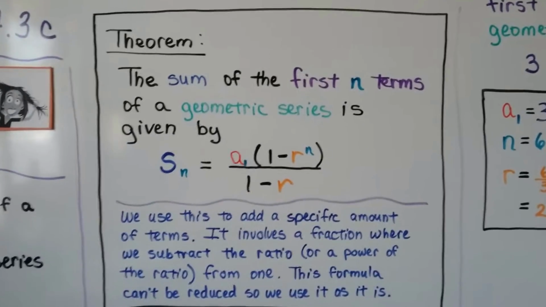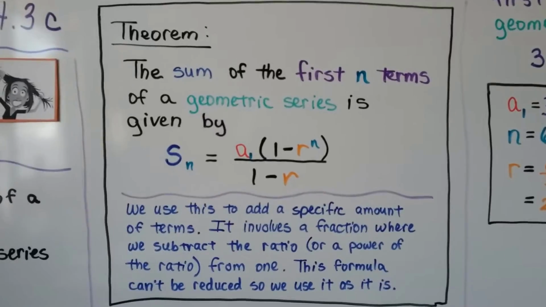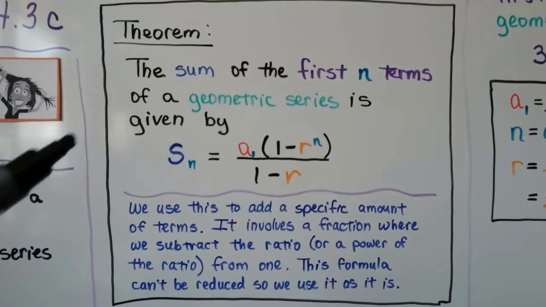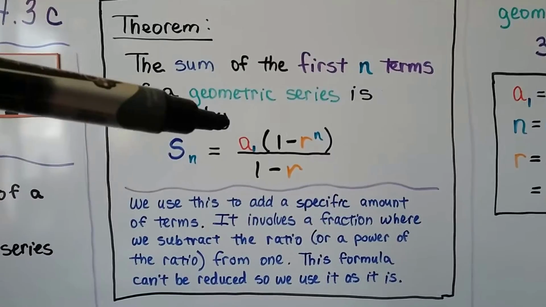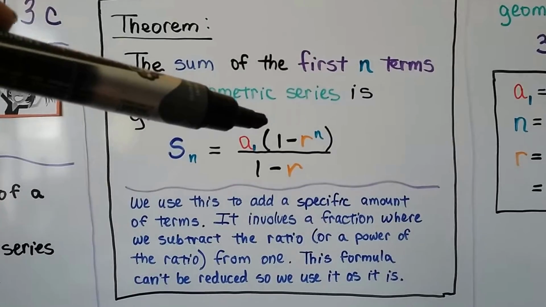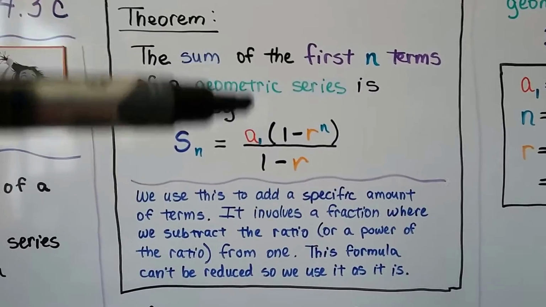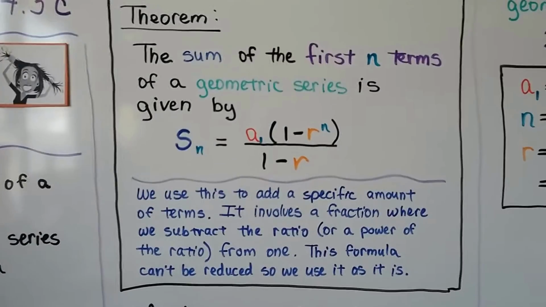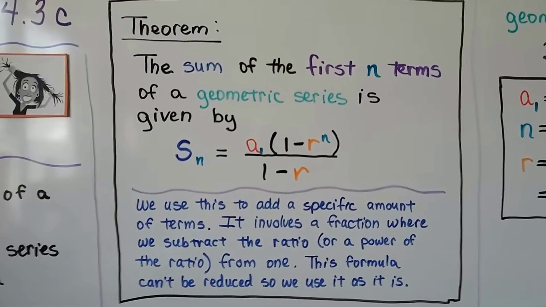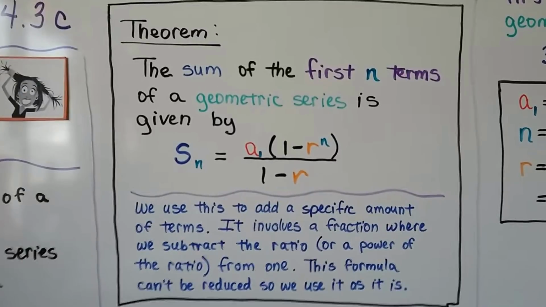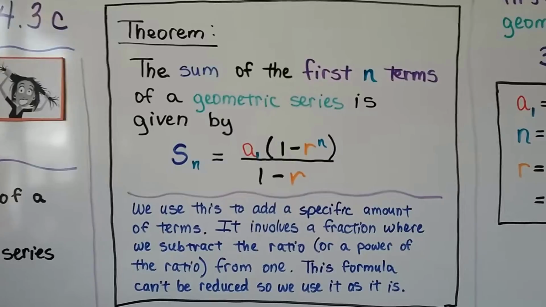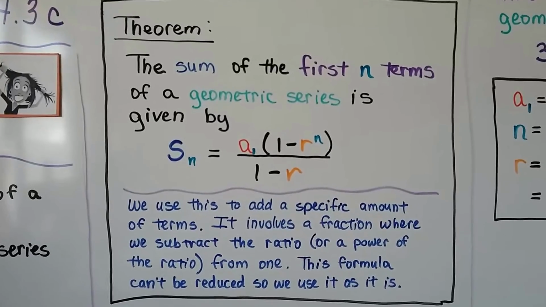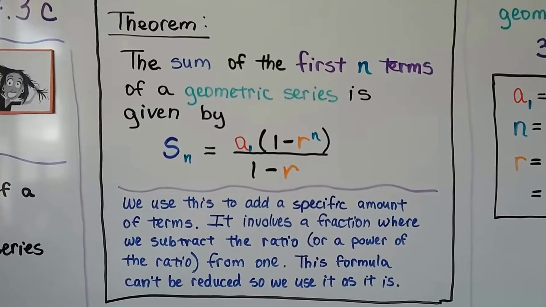The sum of the first n terms of a geometric series is given by this formula. We have S sub n is going to equal the quotient of a sub 1 times 1 minus r to the n, and 1 minus r. We use this to add a specific amount of terms. It involves a fraction where we subtract the ratio, or a power of the ratio, from 1. And this formula can't be reduced, so we use it as it is.